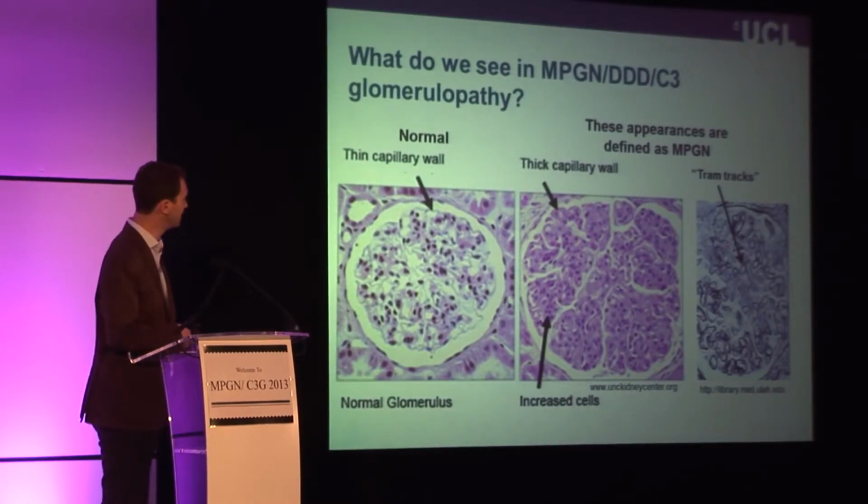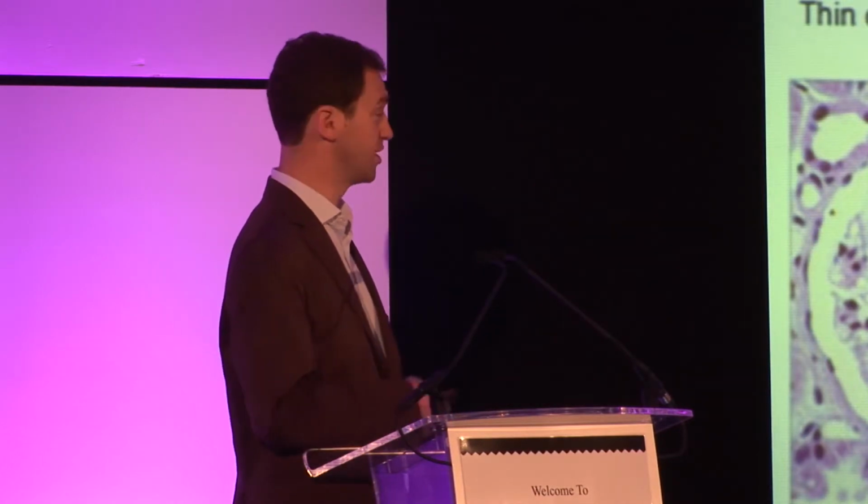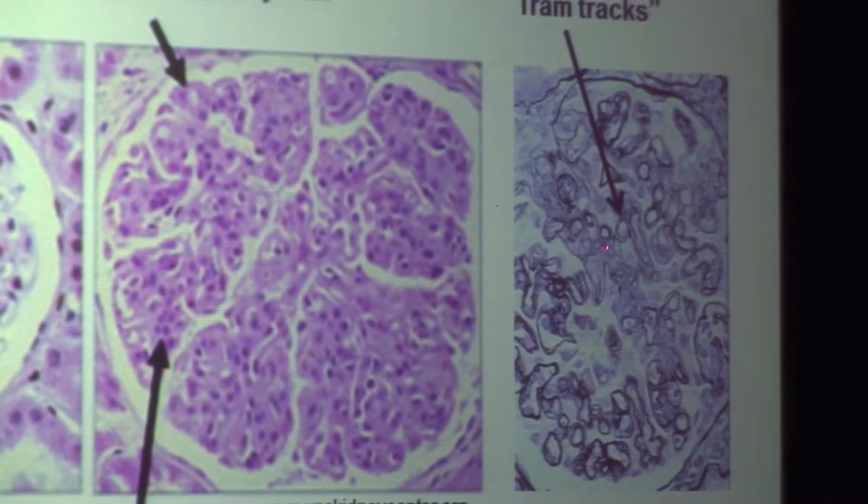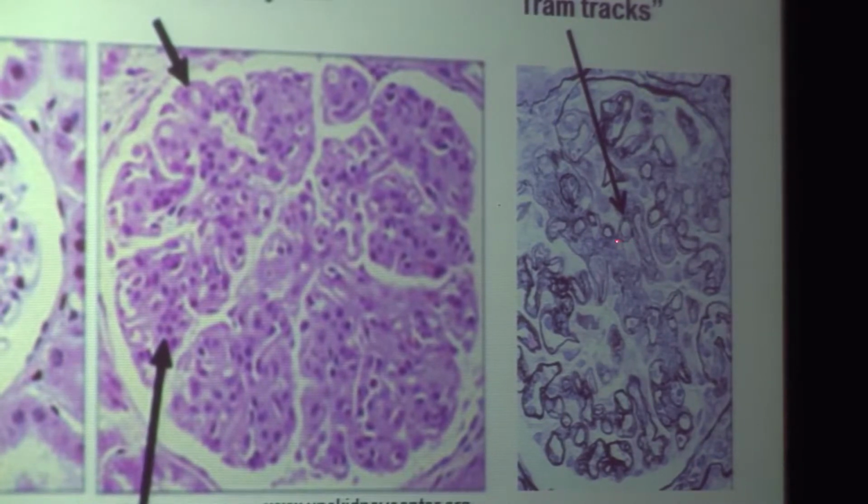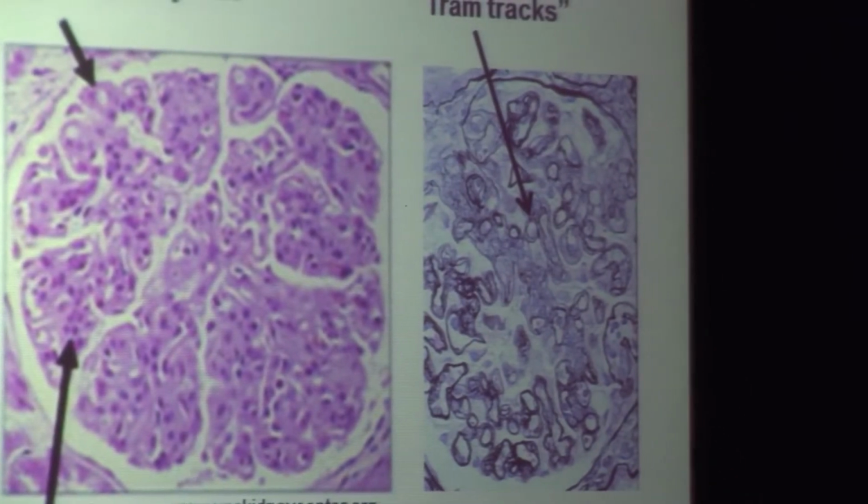And you can do other stains. I'm not sure how well this has come out, but if you put a stain on that specifically stains for the glomerular basement membrane, this is with silver, which binds to the basement membrane, you can actually see reduplication, where instead of a single line, there's a double line, a tram track appearance of the basement membranes.